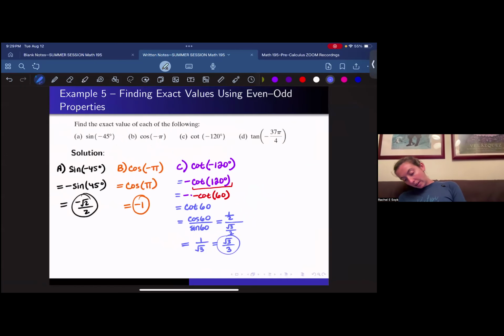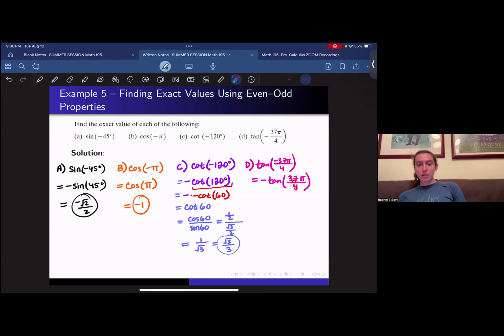And then finally, we have our part D. Tangent functions are odd. So tan of negative 37 pi over 4 is the same as negative tangent of 37 pi over 4. Now let's look at the reference angle. 4 goes into 37 9 times. So we have 9 pi and then an additional pi over 4.